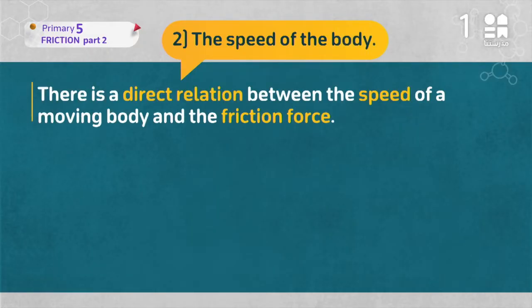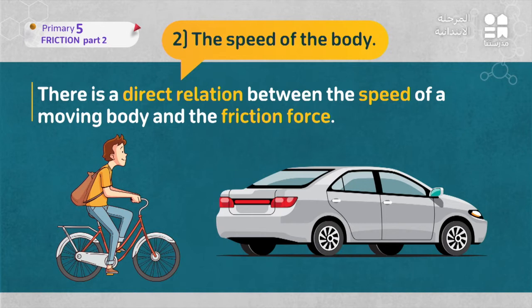There is a direct relation between the speed of a moving body and the friction force. طب يعني إيه في direct relation ما بين ال speed وال friction force؟ For example, here, a bike and a car. لو عملنا comparison ما بين ال two speeds، البايك هتكون with a low speed، لكن الكار بتبقى in a high speed. The bike moves at a low speed, so by decreasing the speed of the moving body, the friction force decreases. كل ما كانت السبيد قليلة يبقى الفريكشن فورس برضو بتكون قليلة.